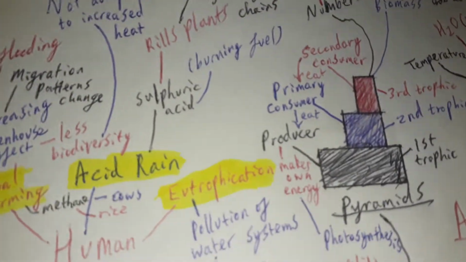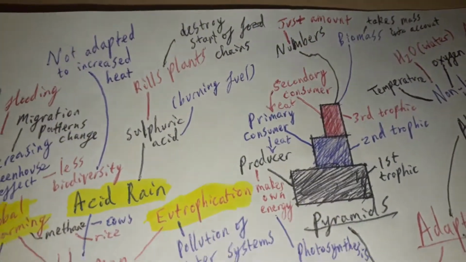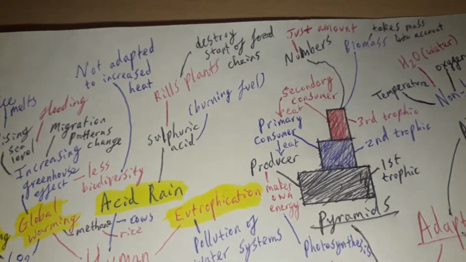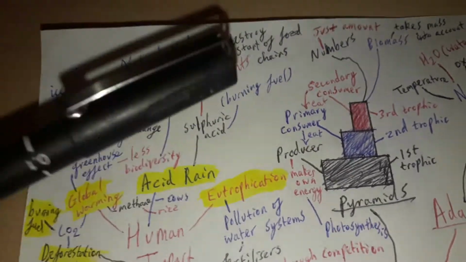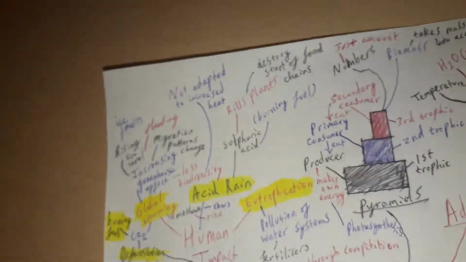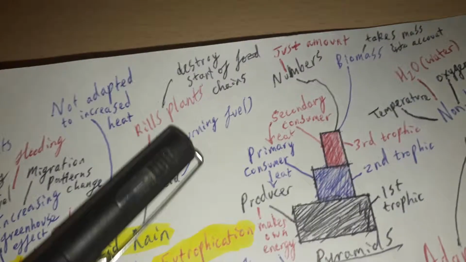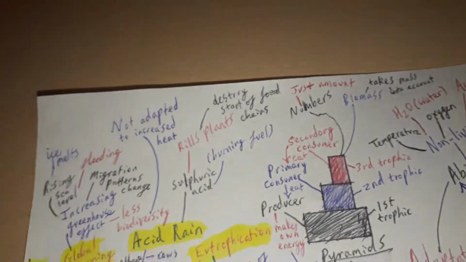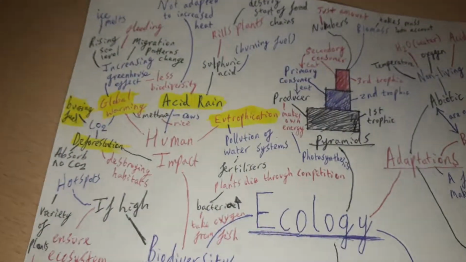So next, let's look at acid rain. So acid rain is all about sulfuric acid. So that's what's released. That's the bad thing we're creating by burning fuel. So basically what it does is it kills a lot of plants because it's acidic and the plants aren't used to acid. So it destroys the start of the food chains, which is pretty bad because it can end up killing many animals in an area, because something would eat the plants and something would eat the things that eat the plants. But we'll get onto that later.